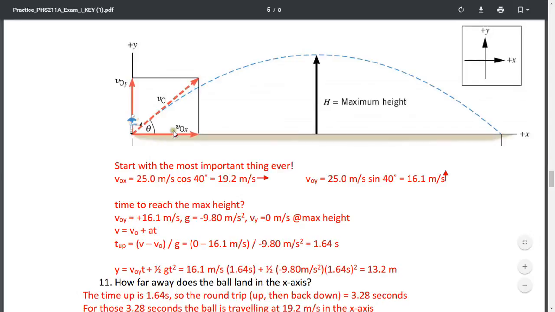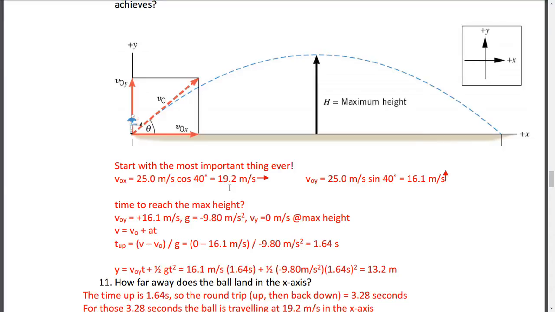I'm going to say, hey, this ball has an initial x-axis velocity vector, 25 meters per second times cosine of 40 degrees, of 19.2 meters per second in the positive x-axis, and an initial y-axis velocity vector of 16.1 meters per second in the positive y-axis. So now I know this much. Now I can answer any other question.